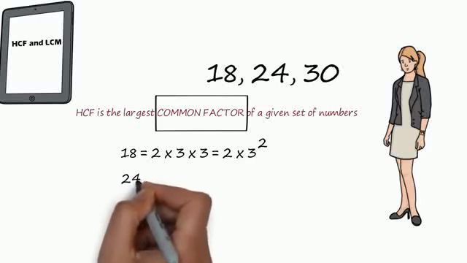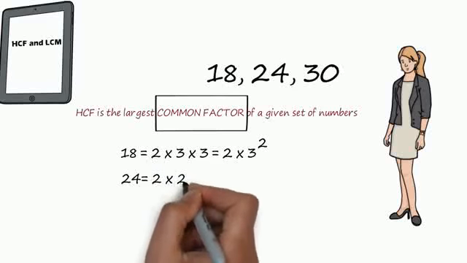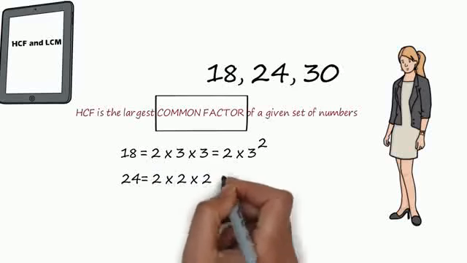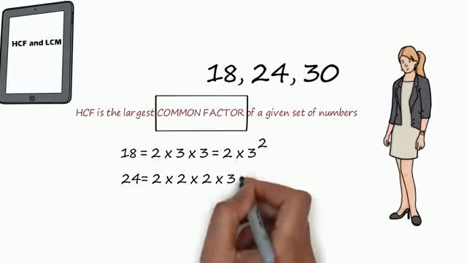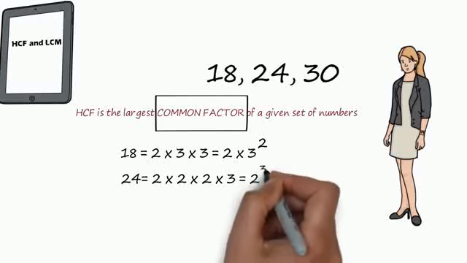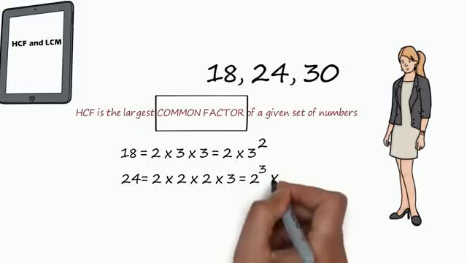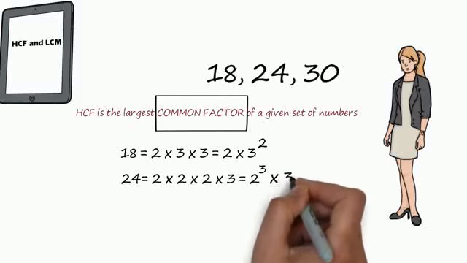The product of 24, right? You can use the same concept that we did earlier on of dividing, and you get 2 times 2 times 2 times 3, which can be expressed as 2 to the power 3 times 3. And then we move on to 30.